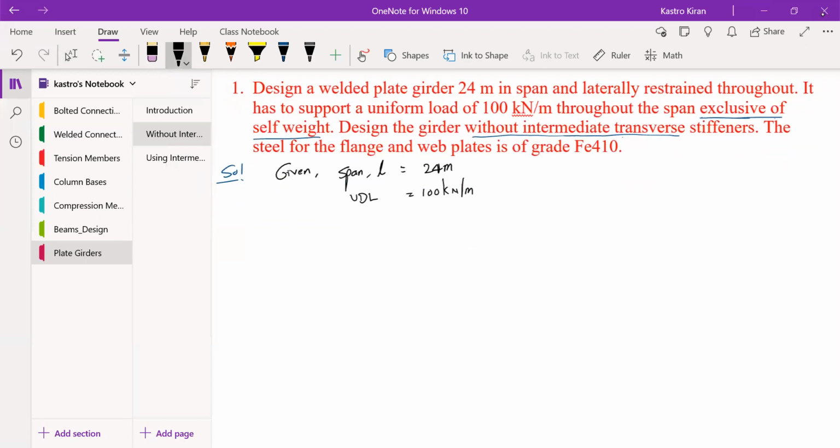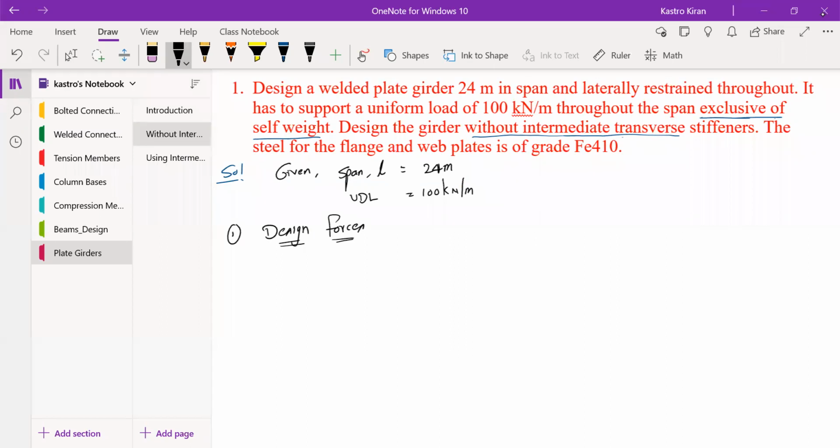So the first step which you are going to solve is you need to find out what are the various forces that are coming onto the member. So let's keep the first step as design forces. That means you need to identify the different types of forces that are coming onto the member, and you also have to find out the maximum bending moment and the maximum shear force.